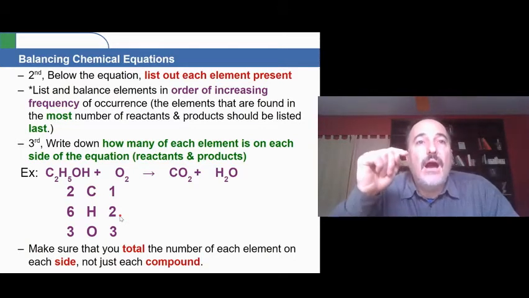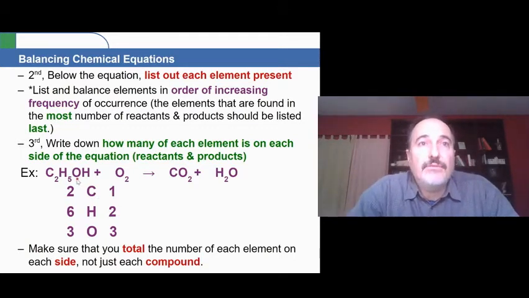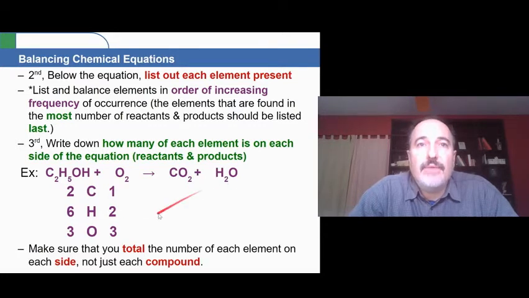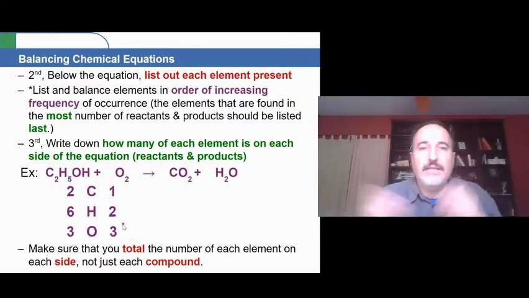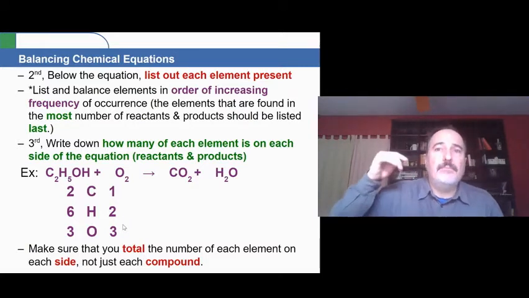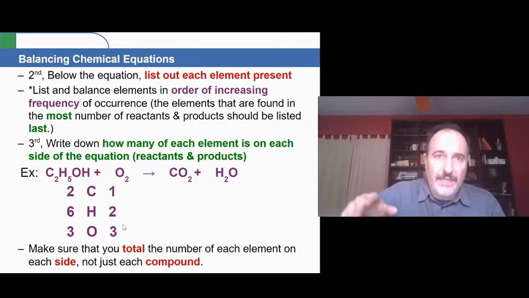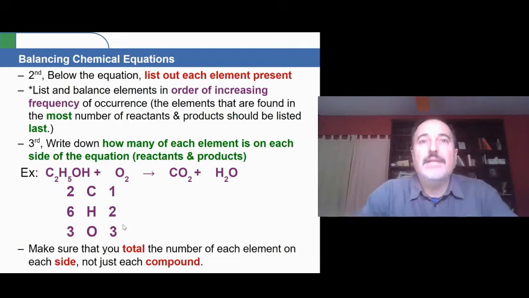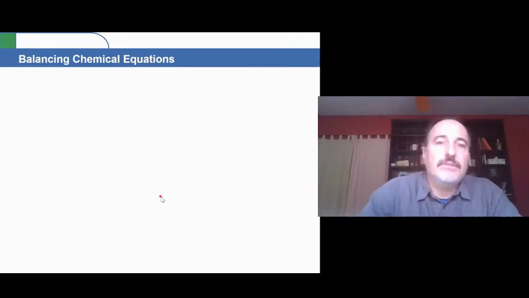And then oxygens, we have on the left 1 oxygen here plus these 2 over here, which means that we have 3. On the right, we have 2 oxygens here plus 1 there. Again, we have a total of 3. And that's why I write a 3 on the right. Now, make sure, again, that you are totaling the number of each element on each side, not just each compound, okay?